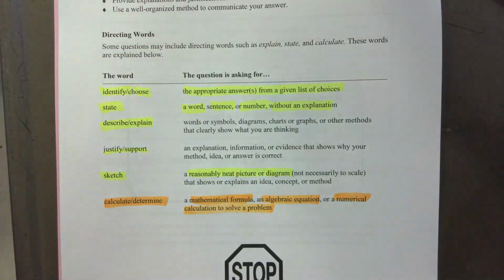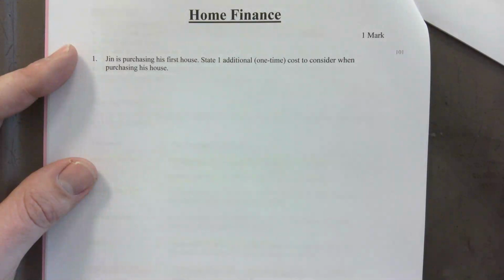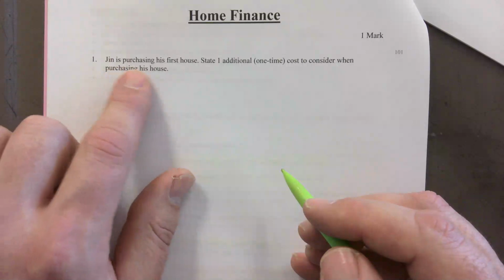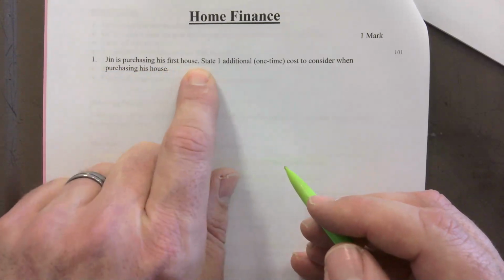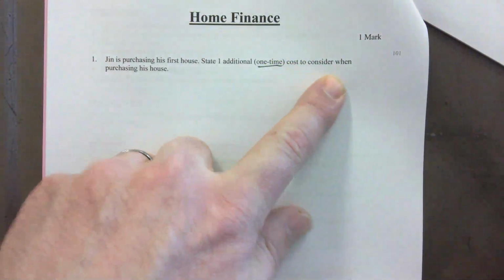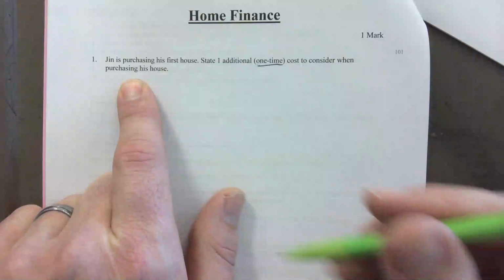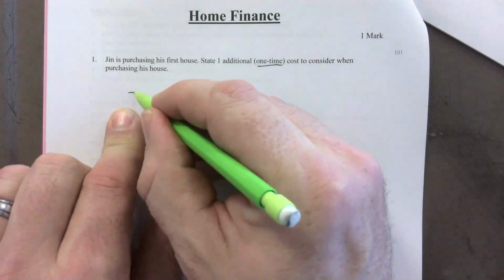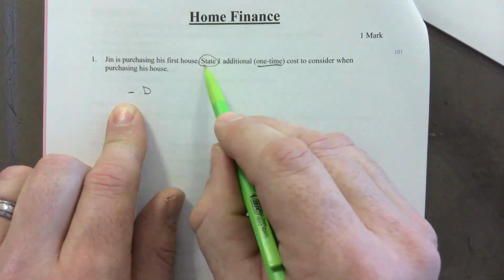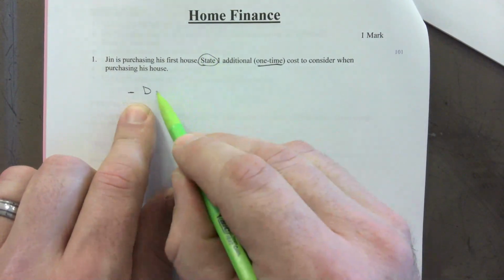So let's start. And I'm going to go faster than you would probably like me to go, but that's just the way it is. Yeah. So Jin is purchasing his first house. State one additional one-time cost to consider when purchasing the house. Down payment. It says state, correct? Just down payment.